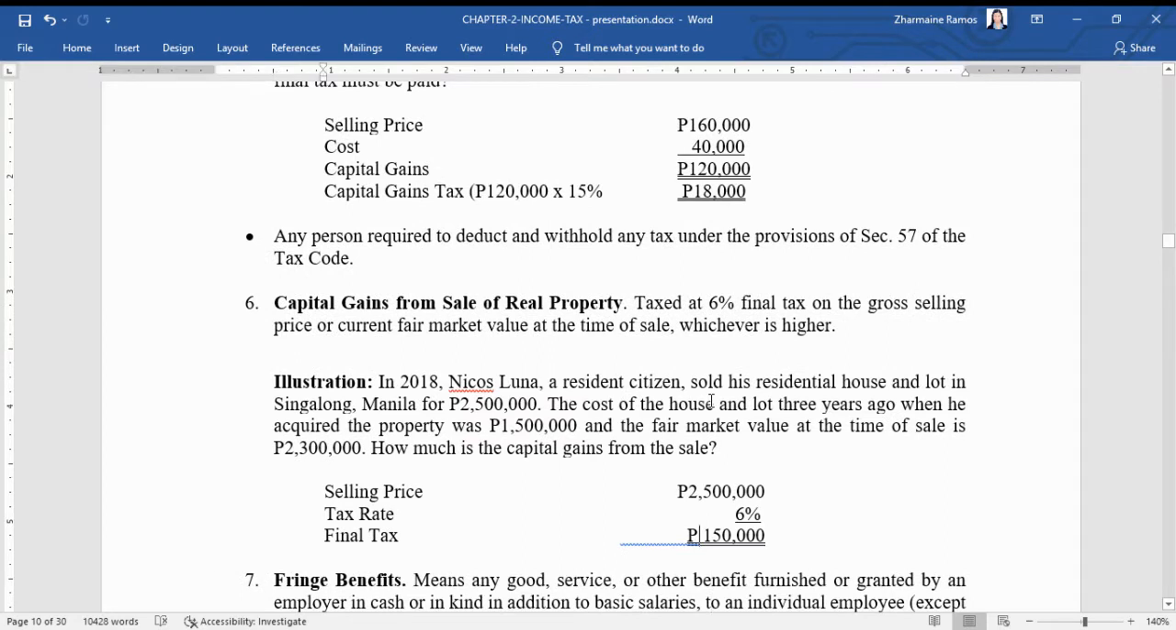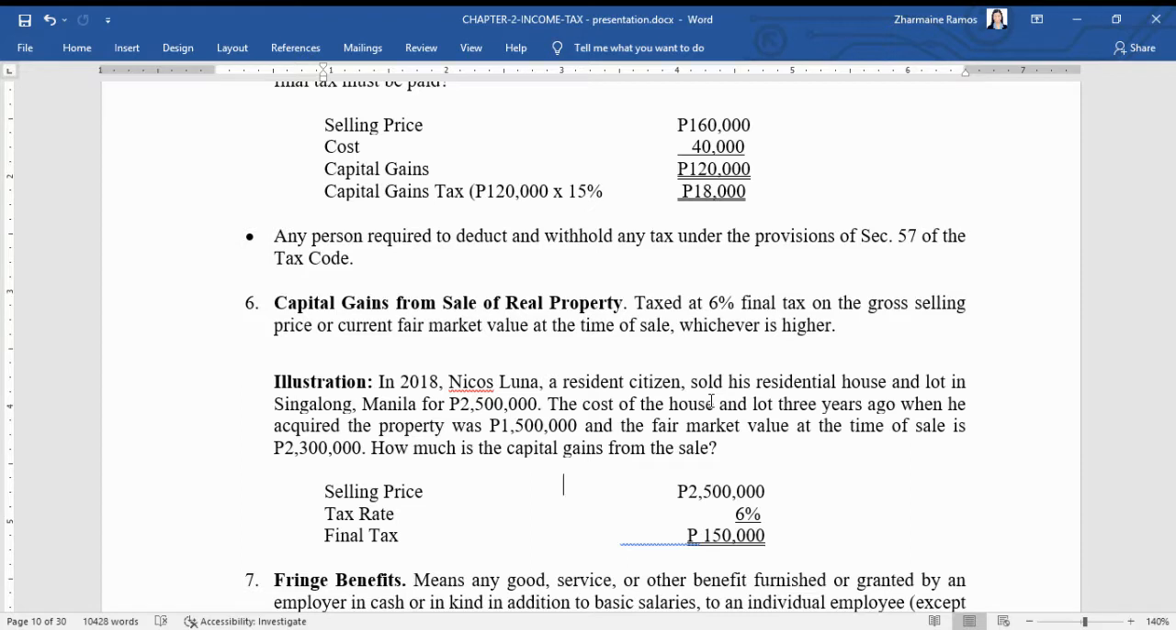So dito, syempre, ang kukunin nating selling price is the gross selling price, which is higher than the fair market value. So 2.5 compared sa 2.3. So mas mataas yung 2.5. Yun yung i-multiply natin ng 6% to get the final tax of 150,000.